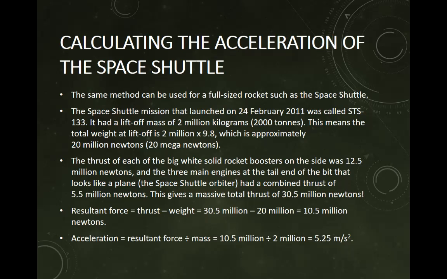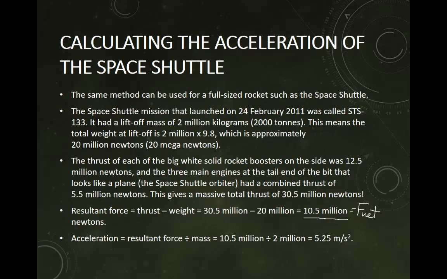Now, first things first, we have to get our net force. So you'll notice down here at the bottom that we are going to take our thrust, which is the 30.5 million, and we're going to subtract the weight, which is 20 million, to give us a resultant, or an F net of 10.5 million newtons. Now, we're going to use that to do our calculations.